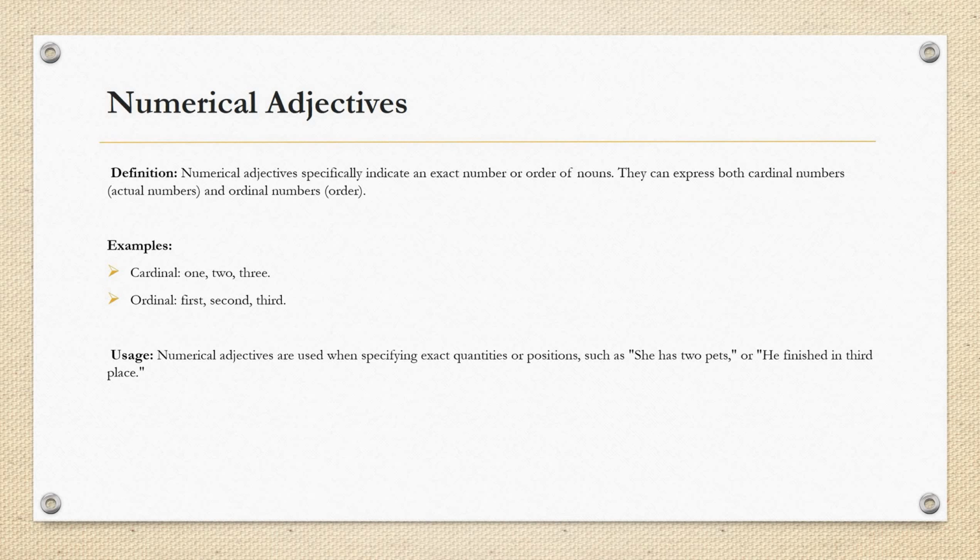Usage: numerical adjectives are used when specifying exact quantities or positions, such as she has 2 pets, or he finished in 3rd place. Numerical adjectives help in organizing and structuring information, particularly in lists, orders, or instructions, making content precise and orderly.